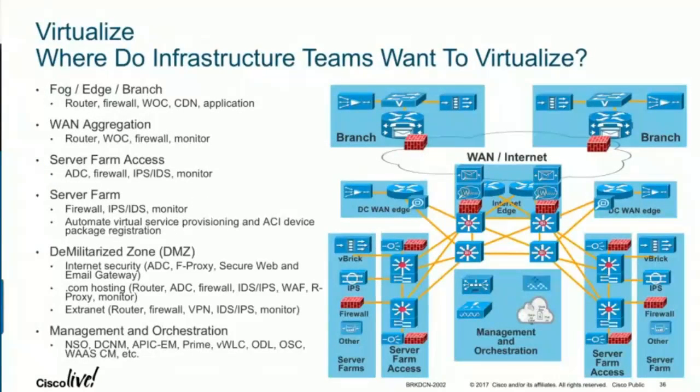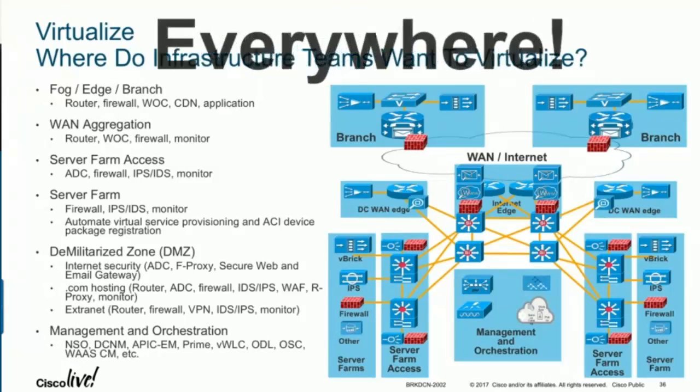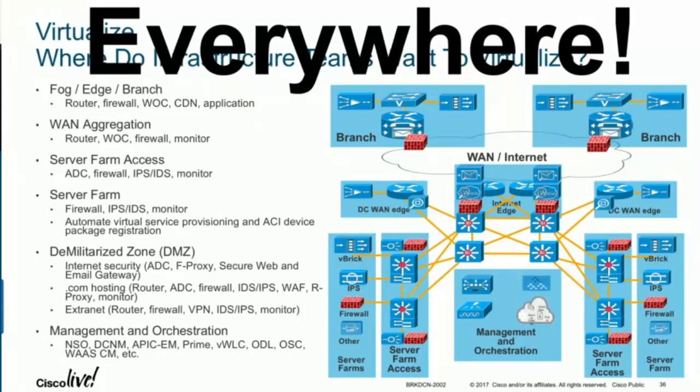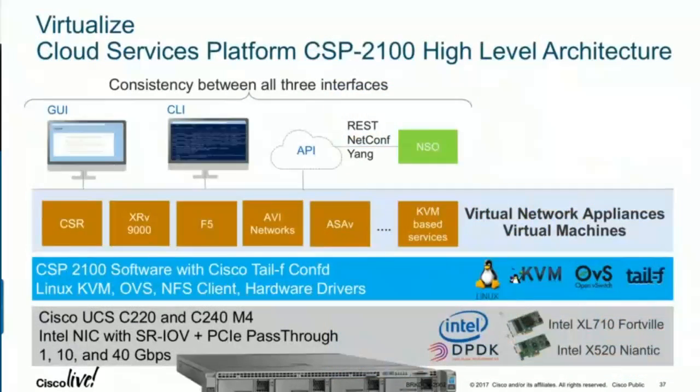Where do you want to do NFV? Anywhere you have big piles of physical appliances, which is branch, CORD, all these places. So we won't touch too much time on that. So what is the CSP 2100, not to be confused with a cloud service provider? That was a faux pas. It's the Cloud Services Platform, not cloud service provider.